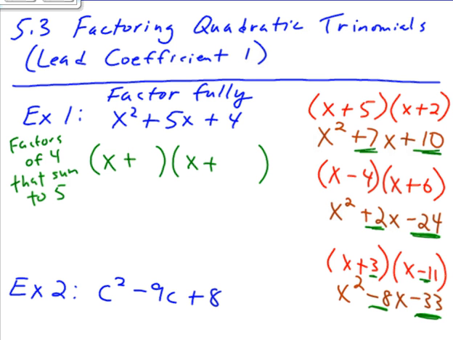So I want to factor this first example, I want factors of 4 that sum to 5. Anybody think of what the factors of 4 would be that sum to 5? 1 and 4. So it doesn't matter what order I put them in, I can put the 4 there and the 1 there, but that's all there is to it.